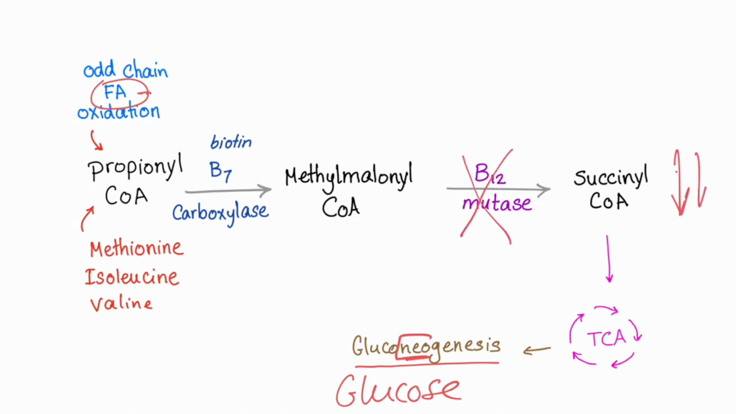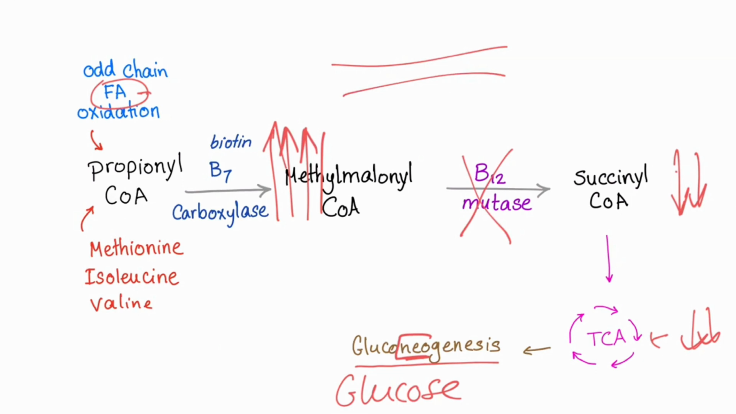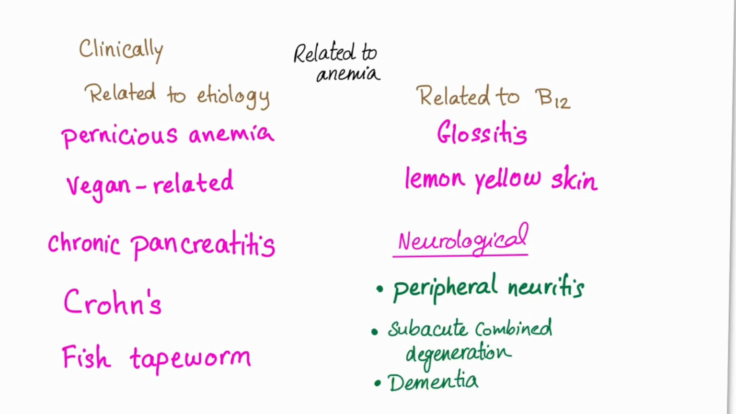In vitamin B12 deficiency, mutase cannot work. So succinyl-CoA will be decreased, energy production will be decreased, and methylmalonyl-CoA will increase. So this is a huge difference between folate deficiency and B12 deficiency. Only B12 deficiency will have a high methylmalonyl-CoA. So, okay, what's the huge deal? In cases of vitamin B12 deficiency, methylmalonyl-CoA will increase and propionyl-CoA will increase. They will replace the acetyl-CoA in the membrane of the neuron. So now the myelin sheath cannot be formed, leading to demyelination in the spinal cord, the peripheral nerves, as well as the brain.